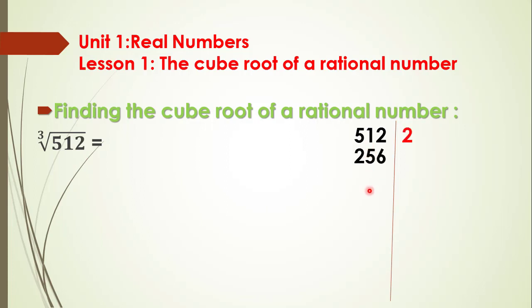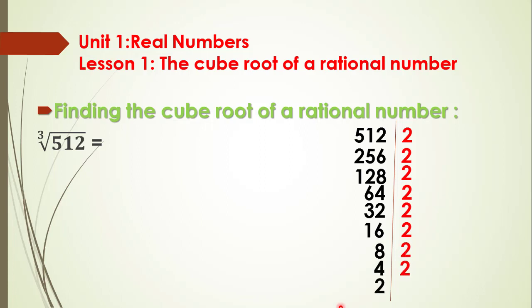It will be 256, also an even number, divided by 2, 128. Again, divided by 2, 64, divided by 2 equals 32. Again, even number, so divide by 2 equals 16, divided by 2 equals 8, and 8 divided by 2 is 4. 4 divided by 2 is 2, and finally 2 divided by 2 equals 1. So, this is the factorization of 512.